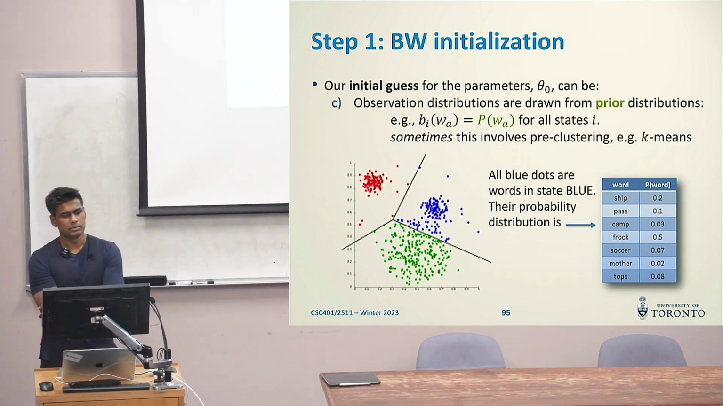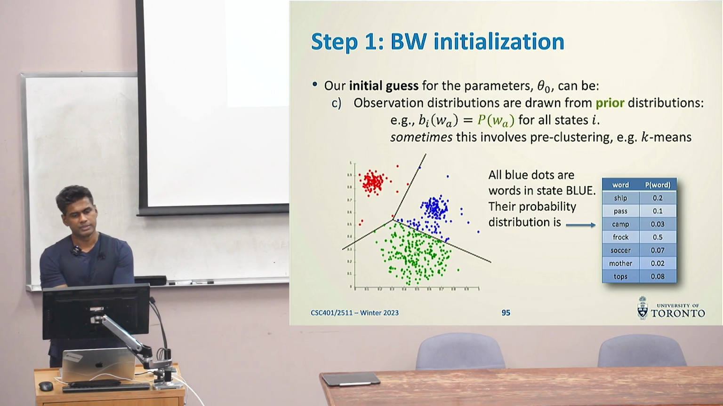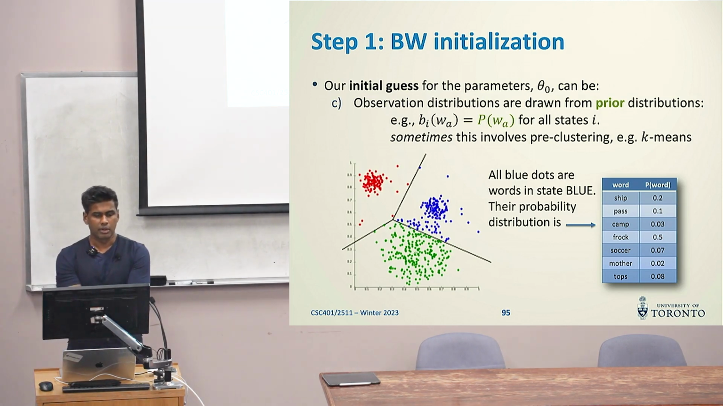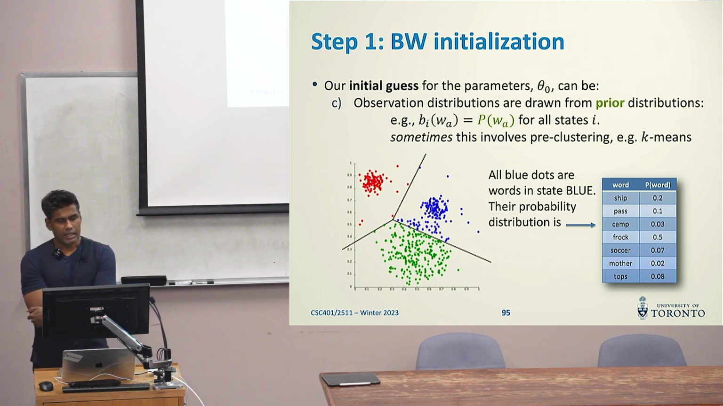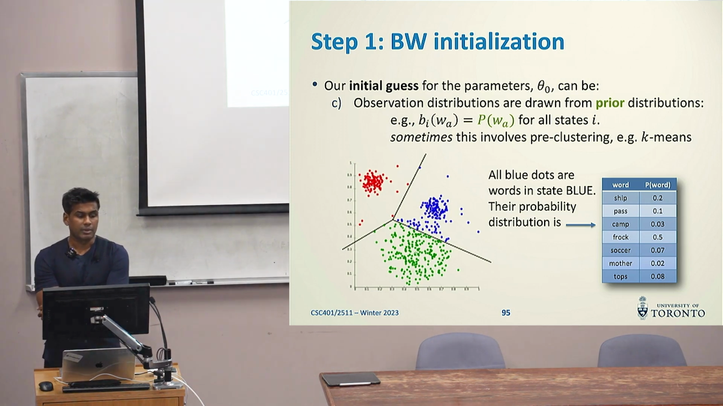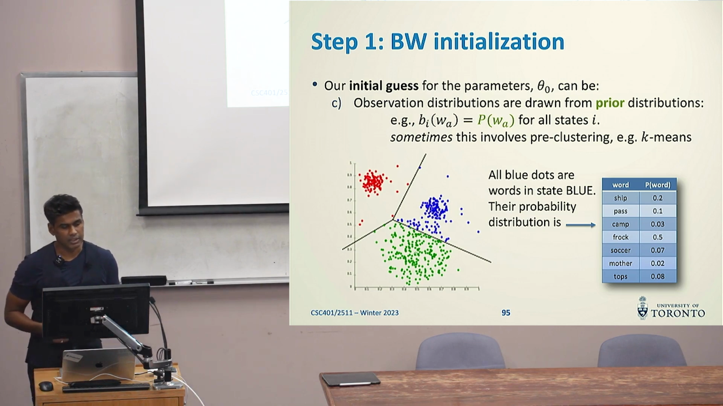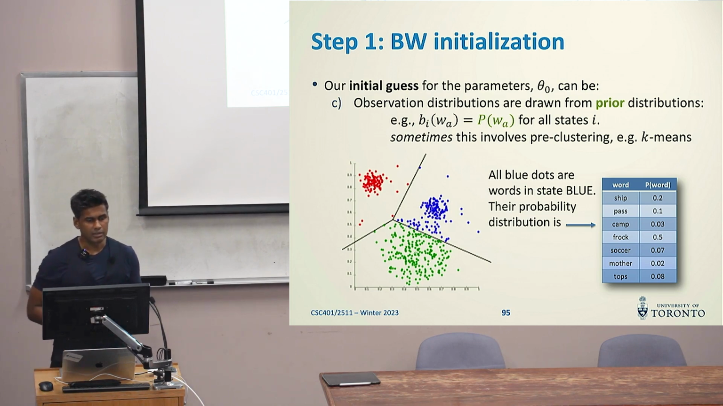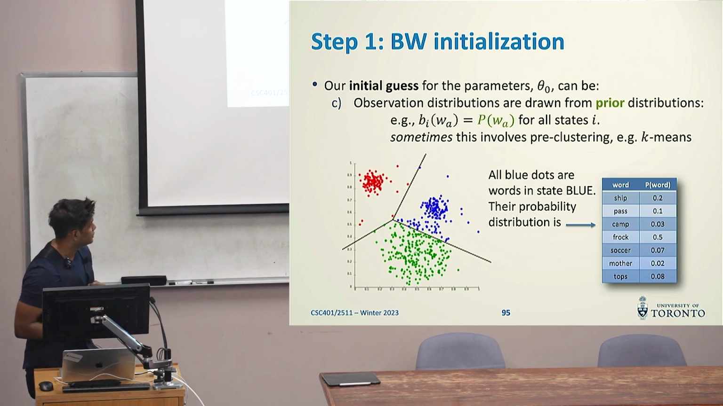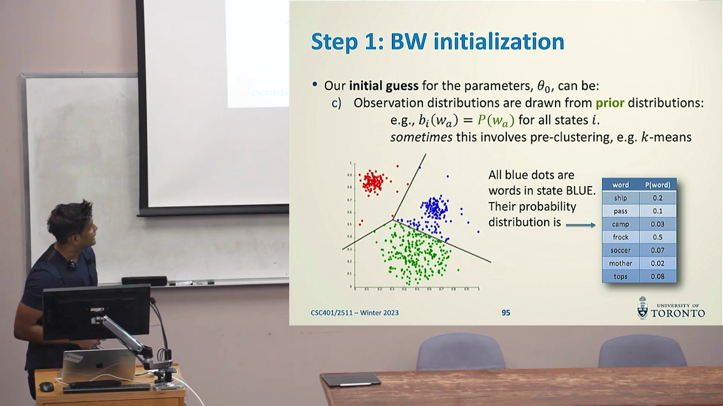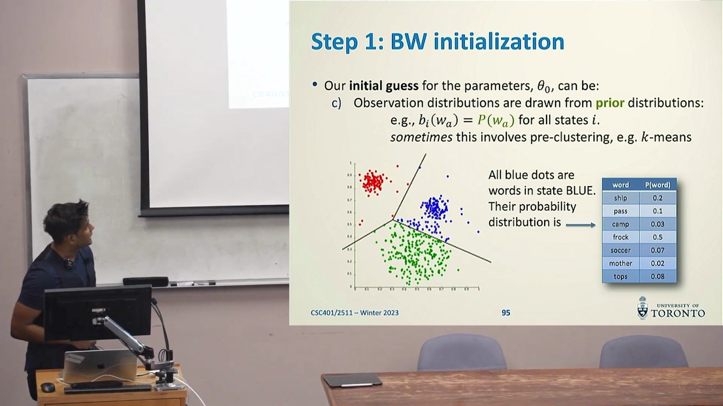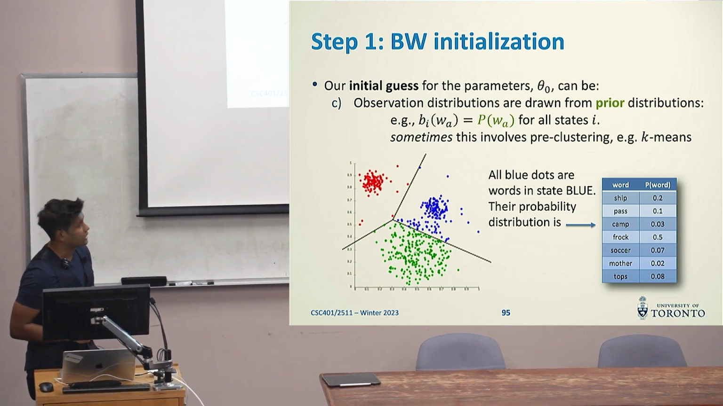Or you could also use some kind of prior distribution for setting your emission probabilities for the states. This kind of prior distribution would require some kind of pre-clustering, like k-means clustering. If you have 3 states, you do k equals 3 clustering, as shown by this figure. Then you can pick the probability of the words in each of these clusters.